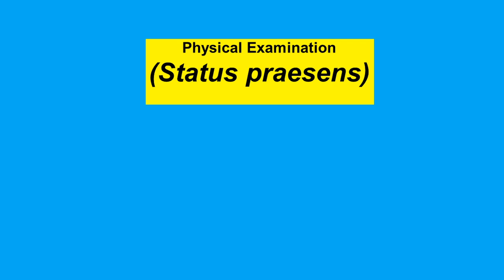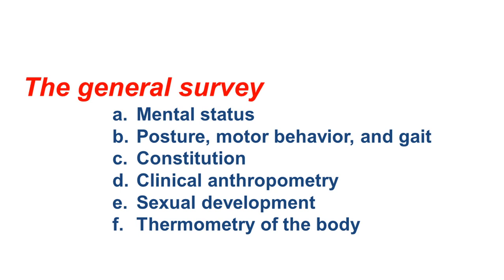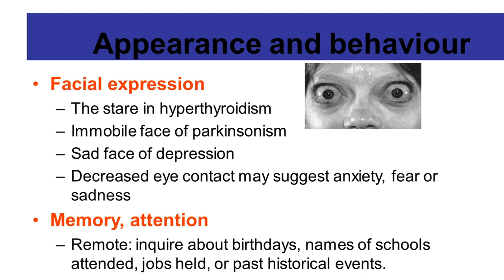After collecting the analysis of the patient, this is 4 parts, you should go to the physical examination of status present. Physical examination assessment starts from assessing the mental status, posture, motor behavior, gait. Also, you assess constitution, provide clinical anthropometry, assess sexual development of the patient, and provide the thermometry of the body of the patient.